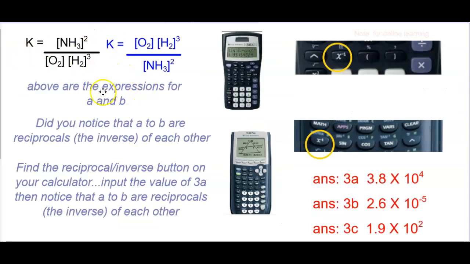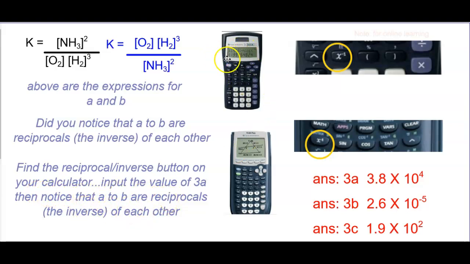Okay, so above are the expressions for A and B. Do you notice that A and B are reciprocals or the inverse of each other? Basically, they're flipped, right? I just flipped them. Find the reciprocal or inverse button on your calculator, input the value of K for A, then notice that A and B are reciprocals or inverses of each other.